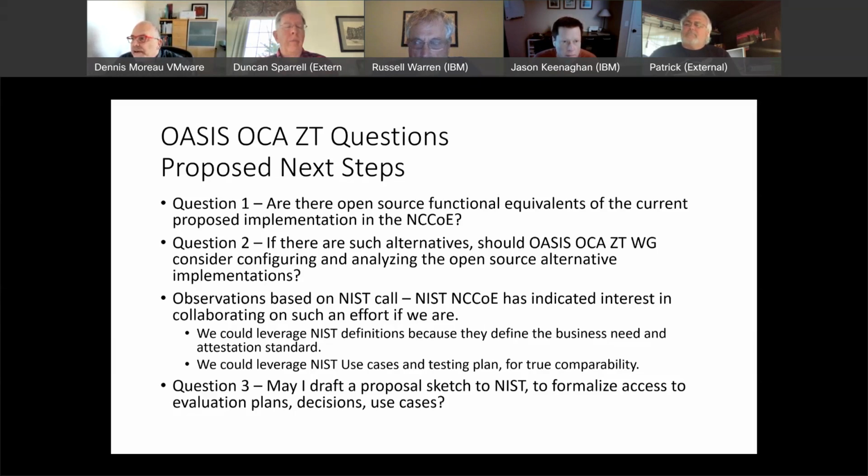It just is a glaring omission that we don't see significant open source representation in those alternatives, but it's because of the model that NIST is pursuing and engaging the market.